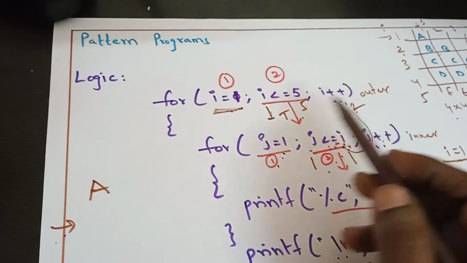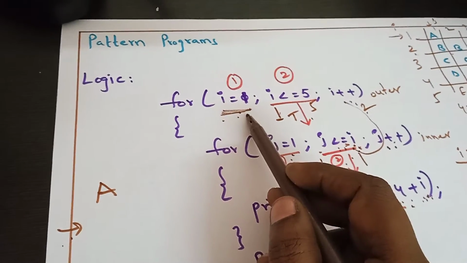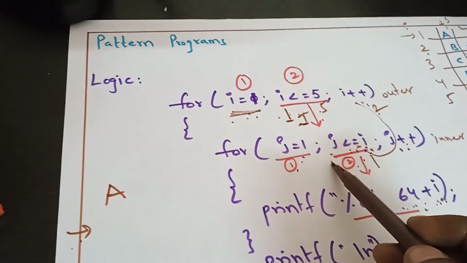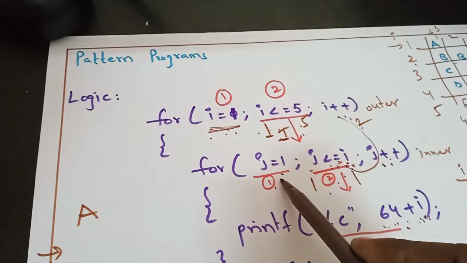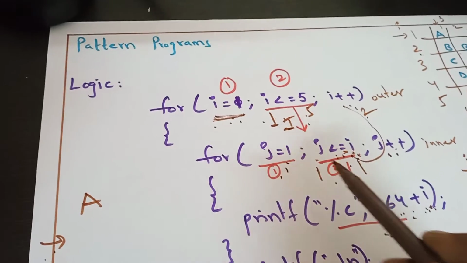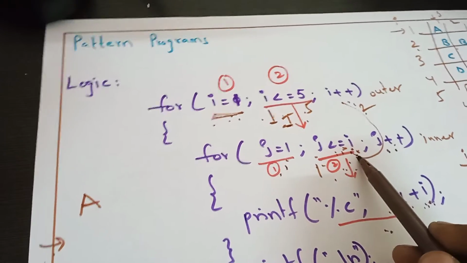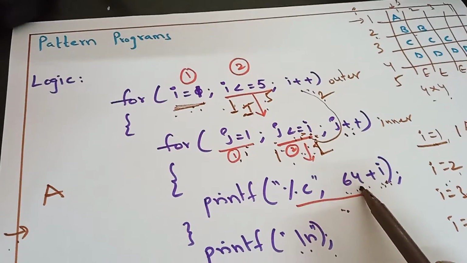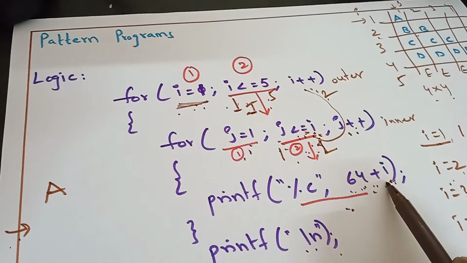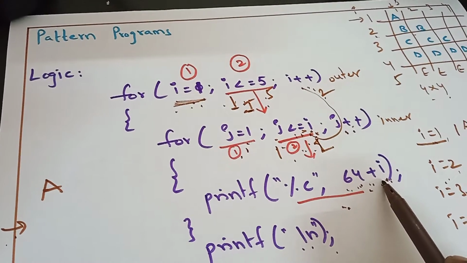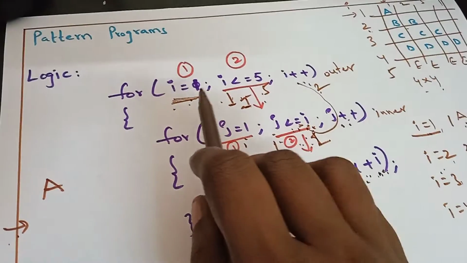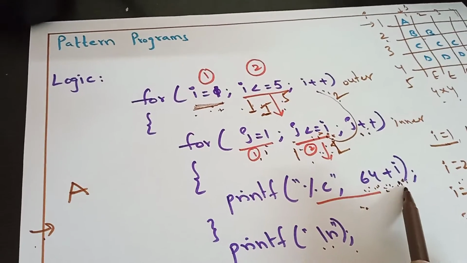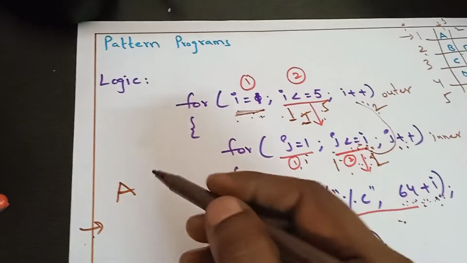When i is 2, the loop repeats. i is equal to 2. 2 less than or equal to 5, condition true. Now we'll come here. This time j is equal to 1. 1 less than or equal to 2, condition true, we'll come here. 64 plus the i value. What is the i value? The i value is 2. We came from this statement, right? i value is 2. 64 plus 2. What value does it become? 66.